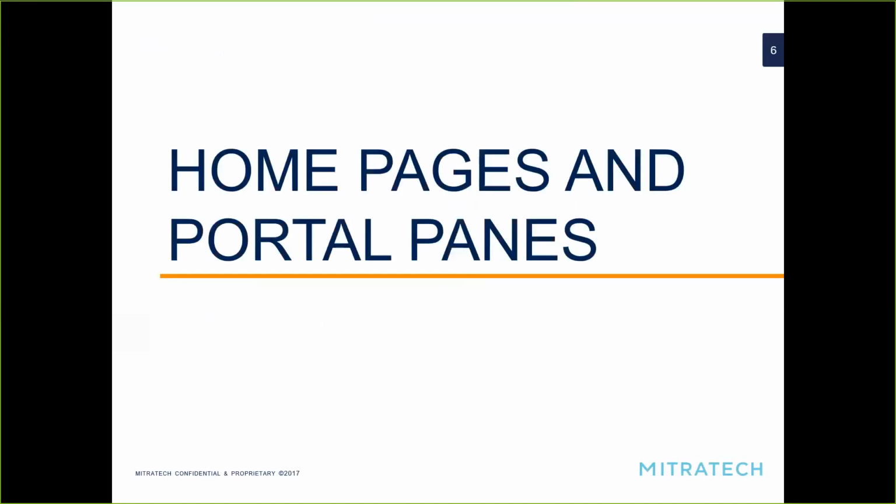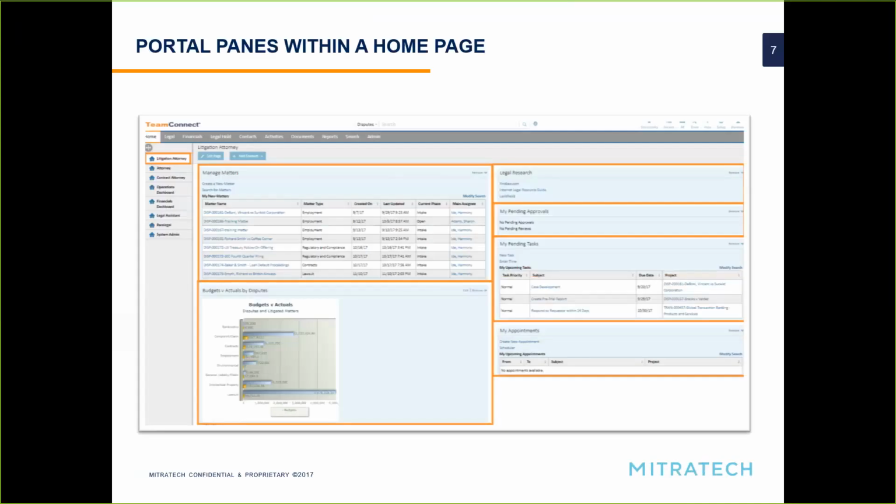The first thing that we're going to look at are our home pages and portal panes. The home page is the first page that your users will see when they log into TeamConnect, and we can make this really specialized to their needs. As I say, the home page is the first page that your users see when they log in, and you can set it up so that you have a variety of different pages for different groups of users or even a specific user if need be.